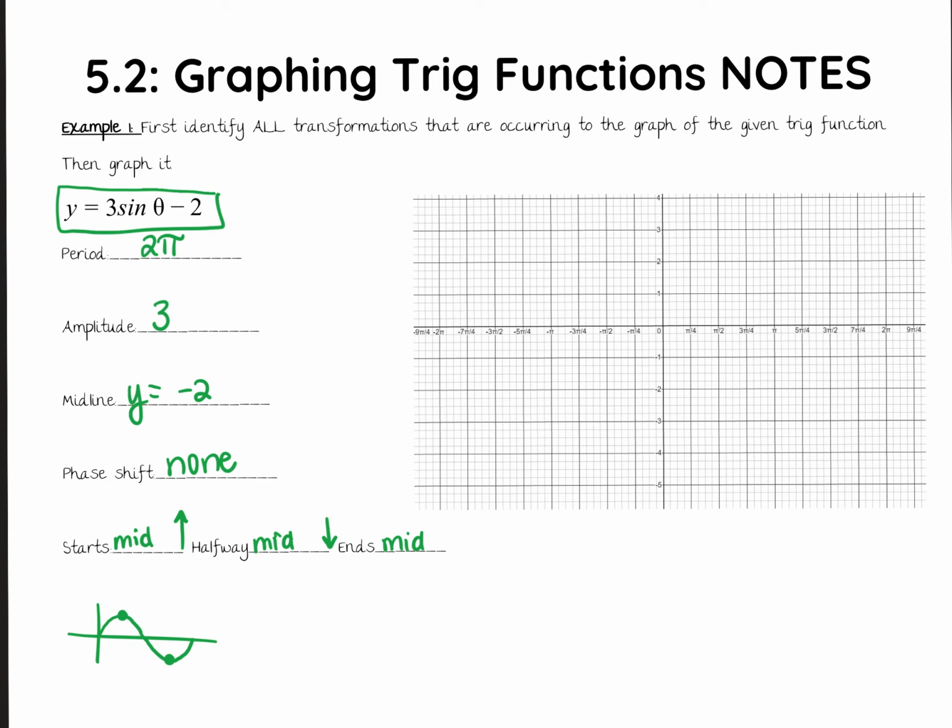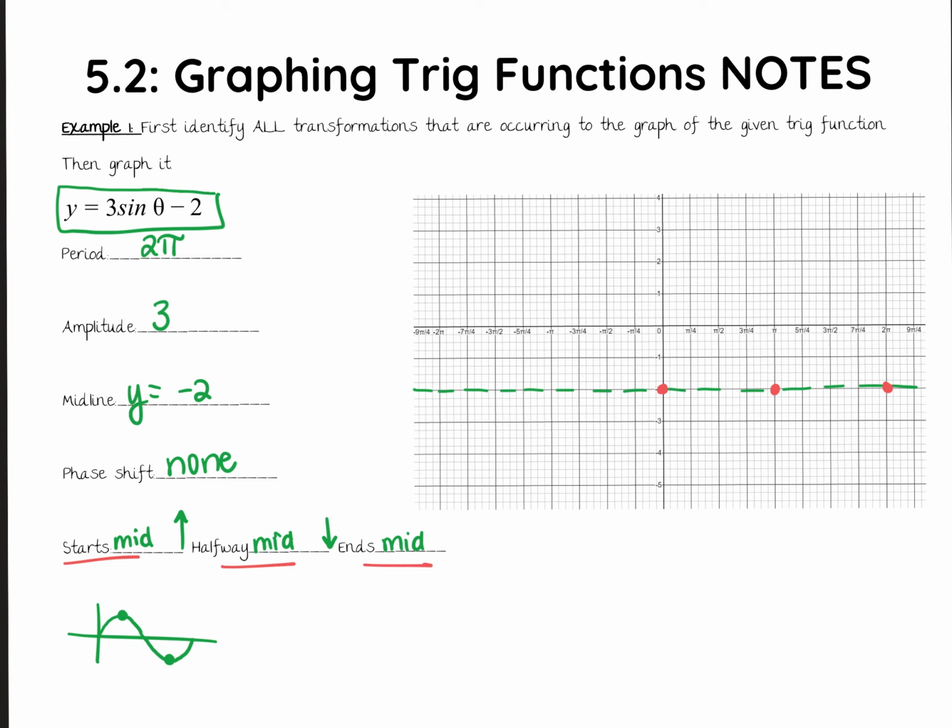Now, the first thing I always start with is graphing my midline. So I'm going to graph a horizontal line, and I just do it as a dotted line. Think of it as the x-axis just shifted down 2 units. So that's where the midline of our graph will be. And then I like to mark the beginning and end of the period. I know it's going to start on the midline, so I'm going to put a dot right there on the midline. And then the period length is 2 pi, so at 2 pi, it's going to be back at the midline. Halfway between 0 and 2 pi, that's pi, I'm going to be back at the midline.